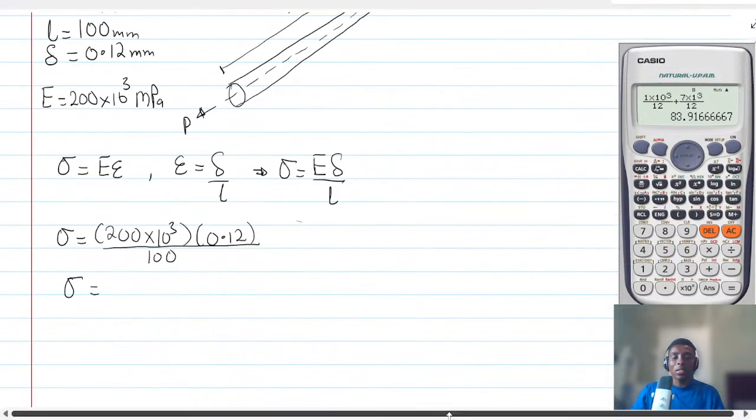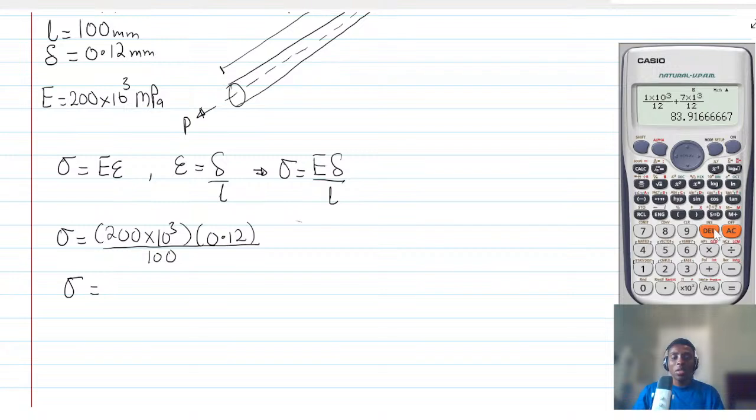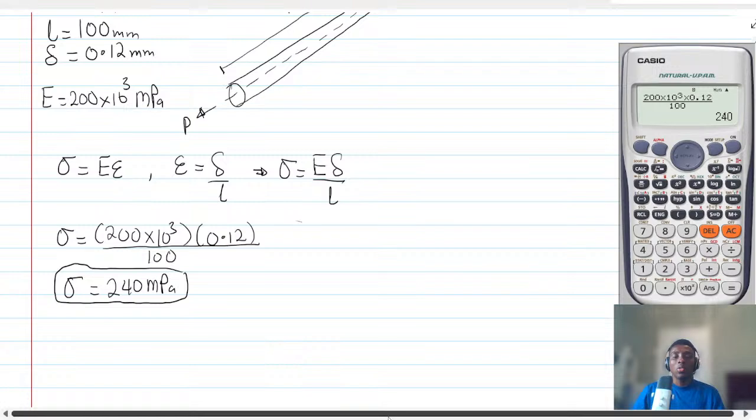So the stress is simply 200 multiplied by 10 to the power 3. Then you multiply this by 0.12 divided by 100. And what's that? The stress is going to be 240 megapascal. So that's the stress.